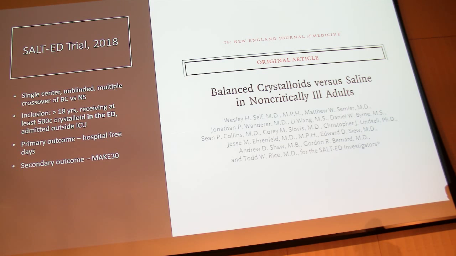And their primary outcome was hospital-free days before day 28. So basically, if the patient was discharged before day 28, they would count for 1 if they were discharged on day 27. If they were discharged on day 3, they would be 25. And then they also looked at death. So if the patient died before day 28, they did not count as hospital-free days. Their secondary outcome was MAKE30, so the composite that we talked about before.